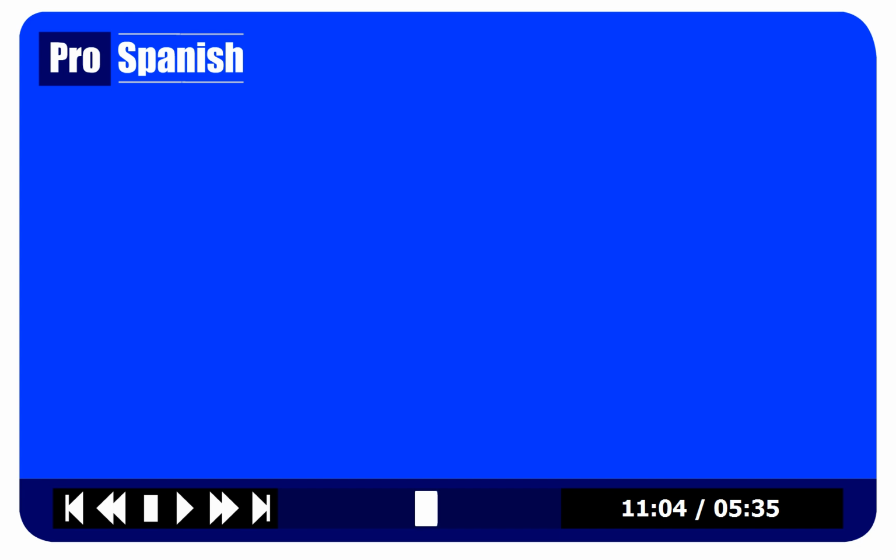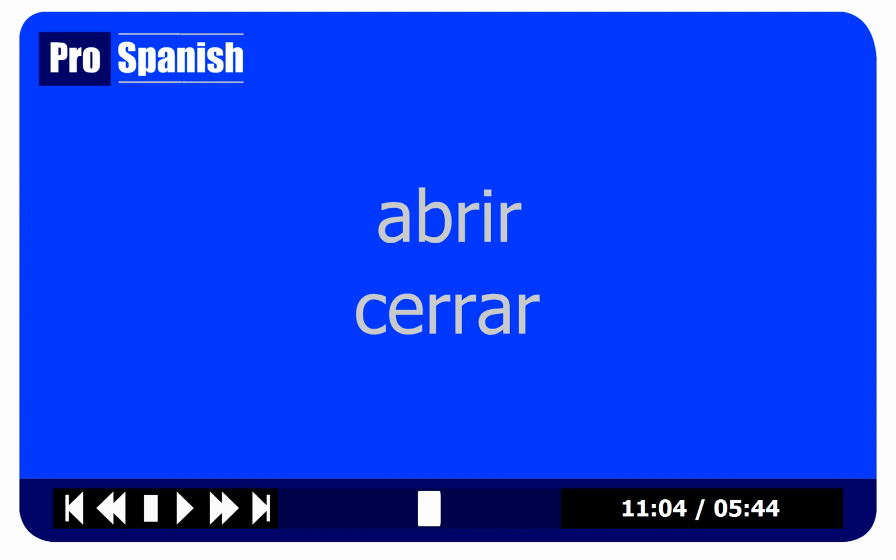To open and to close. Two new verbs. To open is abrir, and to close is cerrar. So we've got abrir, cerrar. To open, abrir, to close, cerrar. And abrir, to open, is A-B-R-I-R, and to close is cerrar, C-E-R-R-A-R.